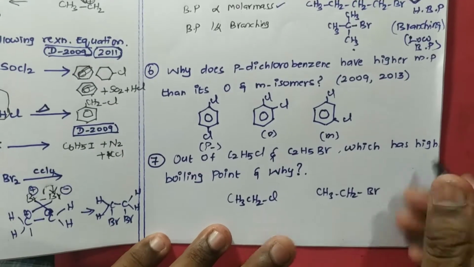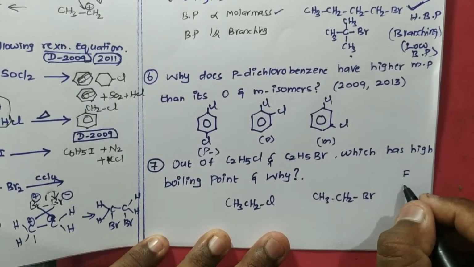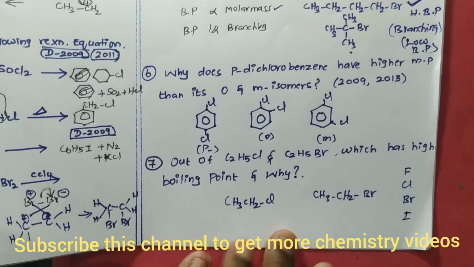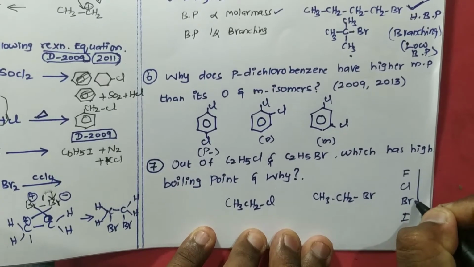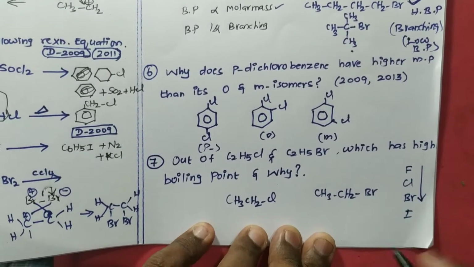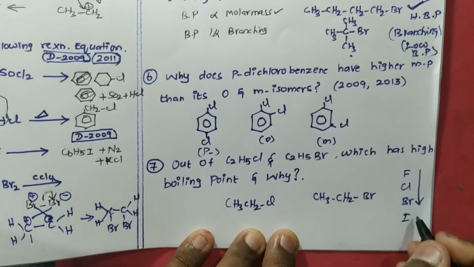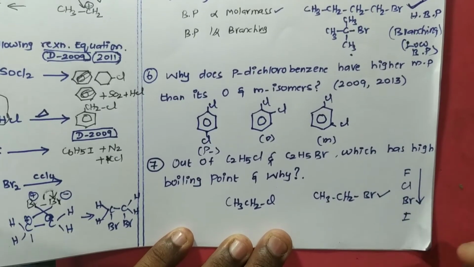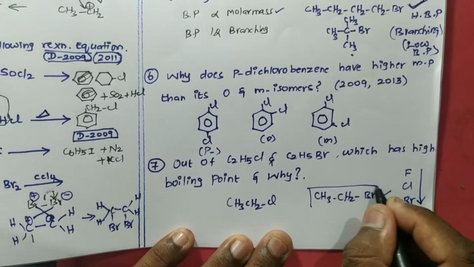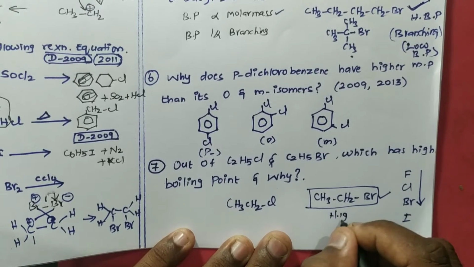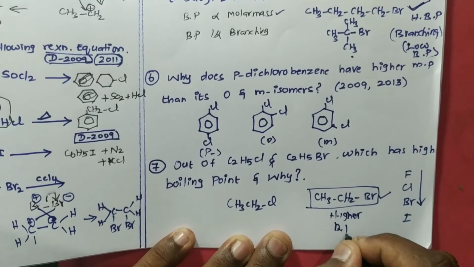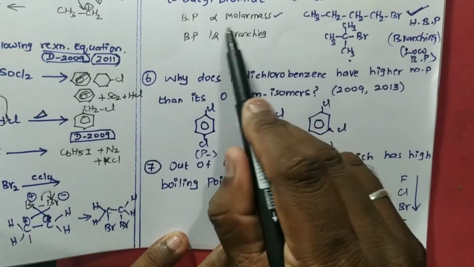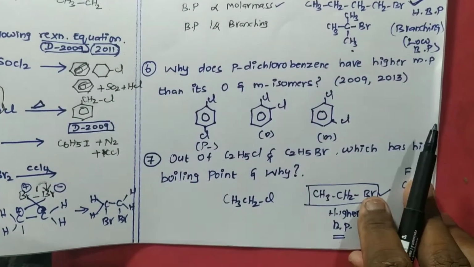Now here, this is fluorine, this is chlorine, this is bromine, this is iodine. As we know, when we go down the group, the molar mass increases. According to that, the molar mass will be very high for bromo compounds. That is why this will have a higher boiling point. Why does it have a higher boiling point? According to the molar mass concept, because if the molar mass is high, the boiling point will also be very high.